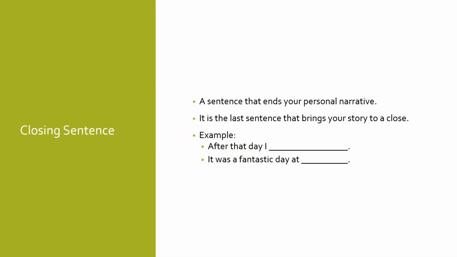After our details, we want to have a closing sentence. This closing sentence is a sentence that ends your whole personal narrative. It is the last sentence that brings the story to a close. So an example of a closing sentence could be, after that day, I never wanted to go to the store again. Or, it was a fantastic day at the park. So these are things that could really close your narrative writing and make it interesting and kind of end it off on a positive or a final note.